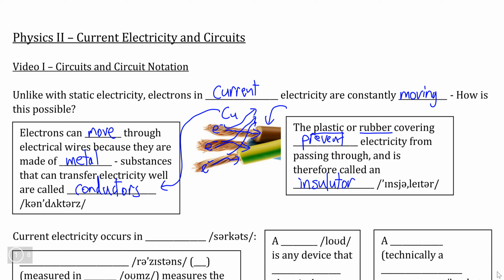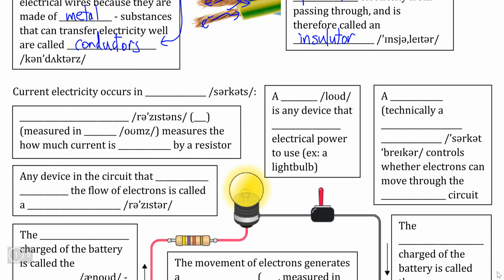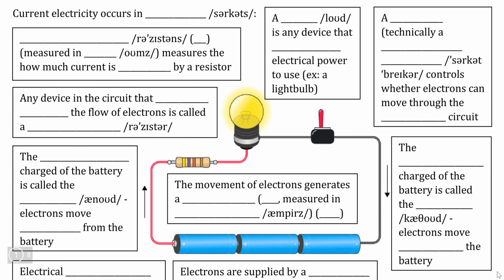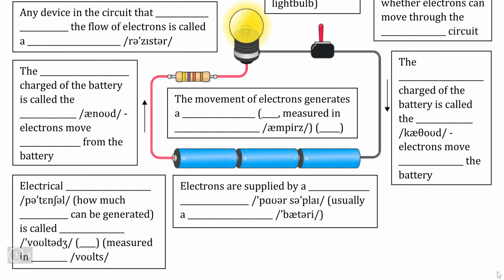Now, when we arrange electrical wires in a very specific orientation, and when we add a number of other components, such as this setup here, we get what is called a circuit. The circuit is the fundamental unit of all current electricity and requires a number of different components to function, which we can go through one by one.